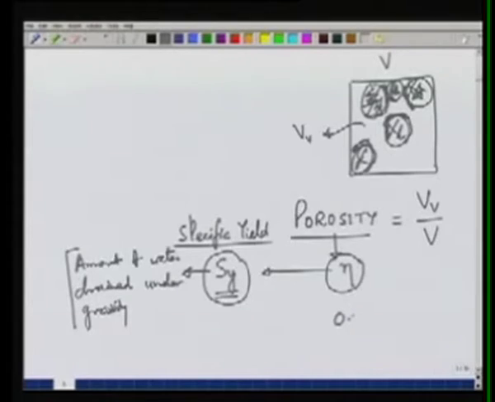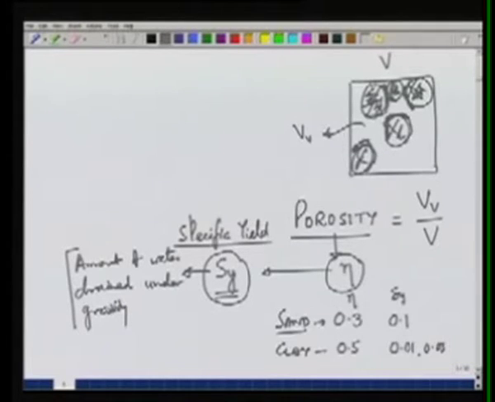For example, sand may have a porosity of, let's say, about 0.3, and a specific yield may be of the order of 0.1 or 0.2. While clay can have a high porosity, sometimes it may be as high as 0.5, 0.6 or even higher, but the specific yield is typically small. So it may be 1% or 0.05, 5%.